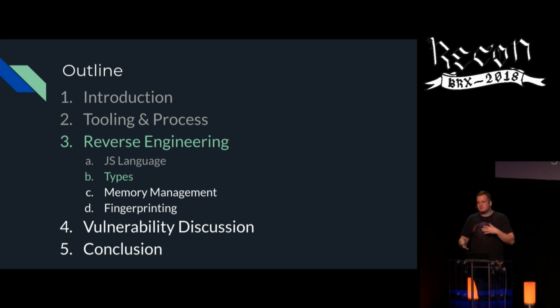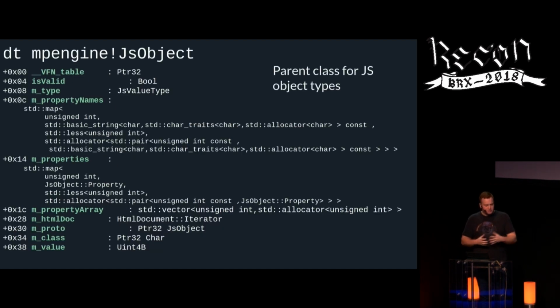Moving into talking about types and objects and the facilities that it provides for that. Does anyone have any questions at this point? All right, no questions. So first off, JS object is the parent class for all of these JavaScript objects.